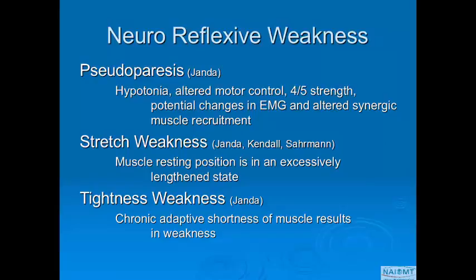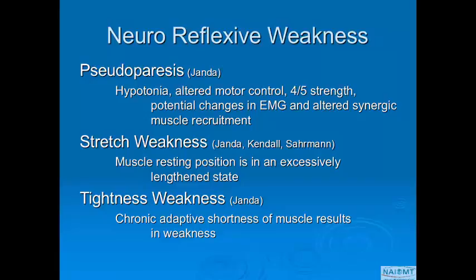Vladimir Janda described a phenomenon of pseudoparesis, where there is regional hypotonia, altered motor control, and weakness, typically rated at a 4 out of 5, which is not fatiguing, potential changes in the EMG activity, and a lowered threshold for synergistic muscle recruitment. Stretch weakness, also described by Janda, but as well by Florence Kendall and Shirley Sahrmann, is attributed to length-tension relationships within the muscle, whereby the muscle's resting position is excessively lengthened or stretched, and its force-generating capacity is reduced.